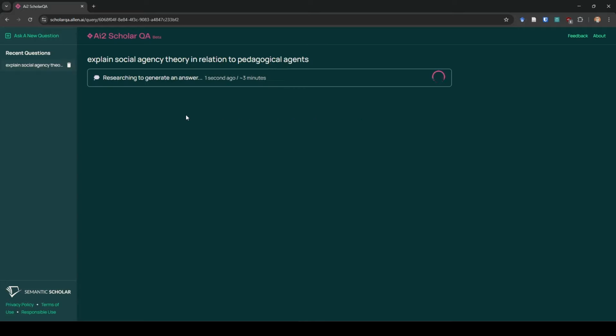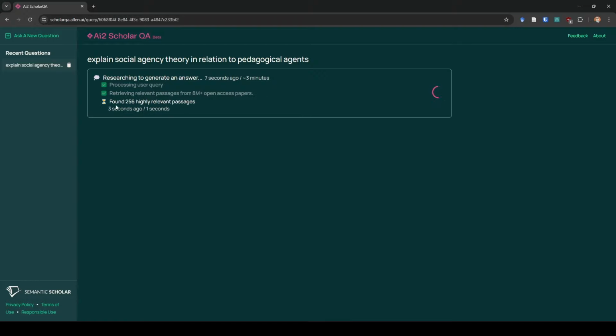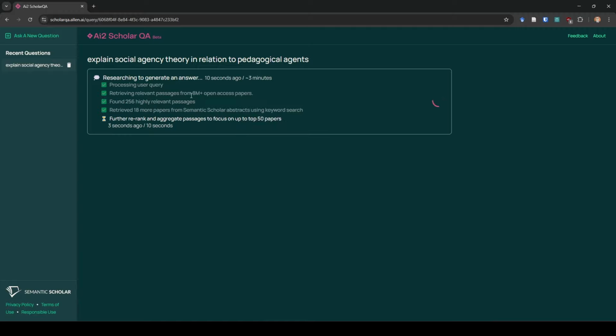It's going to keep us updated along the way, and it says it's going to take up to 3 minutes to do this. So far, it's finding 256 relevant passages from its 8 million plus open access papers. It's doing some re-ranking and aggregation, so it's going to get us our top 50. It found 43 that it really likes. We're just going to let this run for a minute.